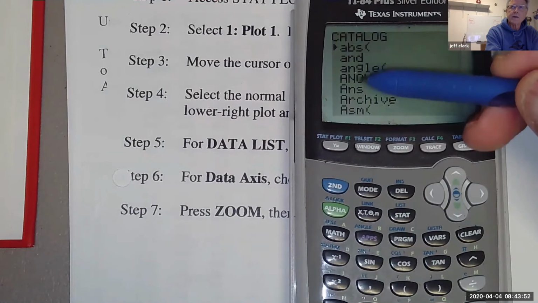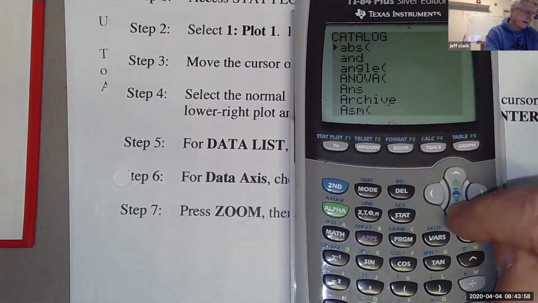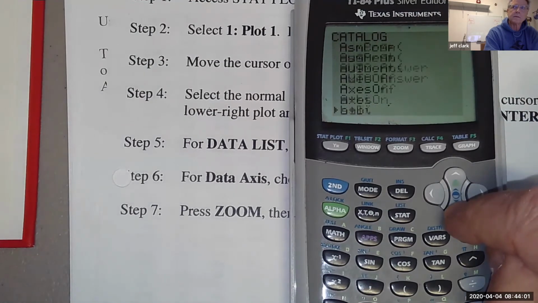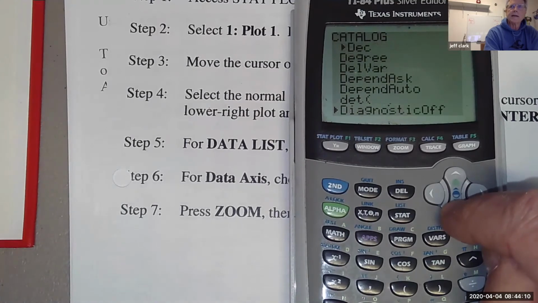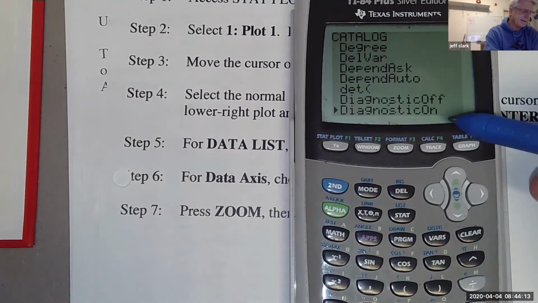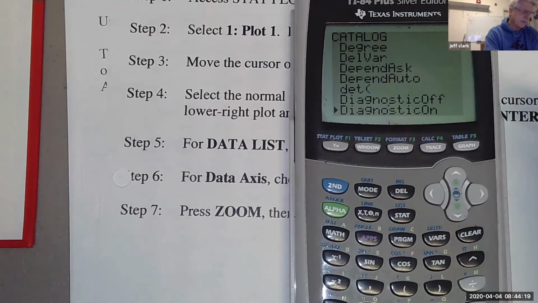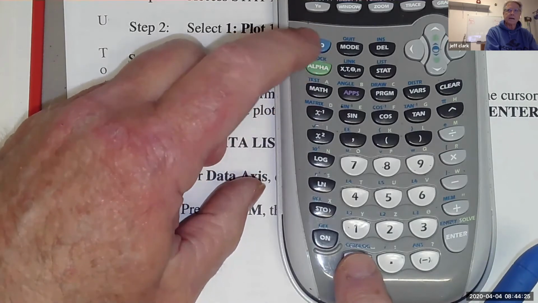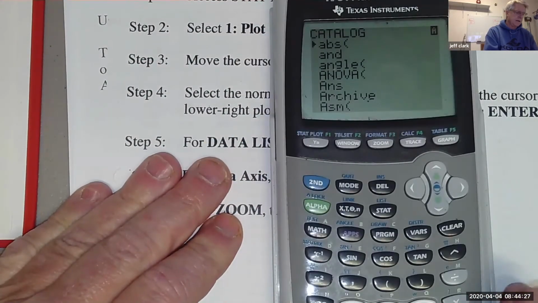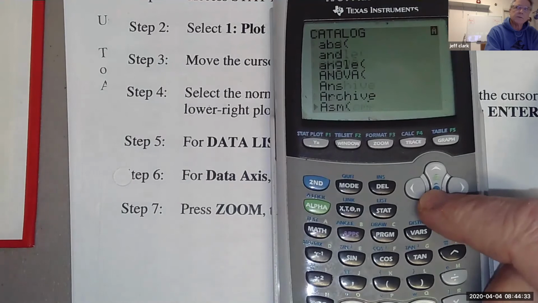And so what you want to do is go through and find the letter D. So alphabetical. Scroll, scroll, scroll, looking for the letter D. And it's called diagnostics. Okay, right there, diagnostics on. So have the little arrow right there on diagnostics on. So I went to second catalog, and then I went to alphabetical. And all I did was scroll.